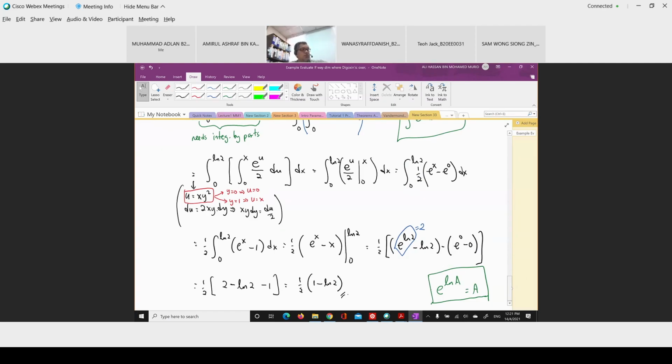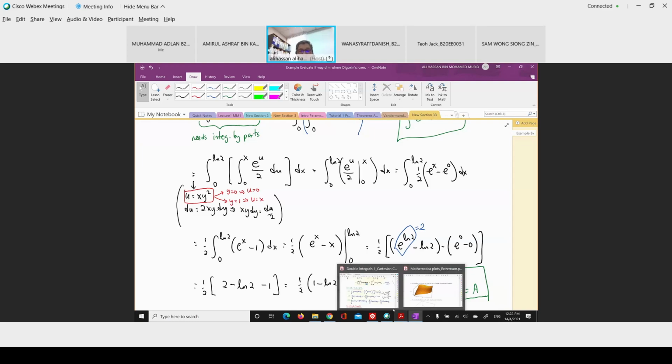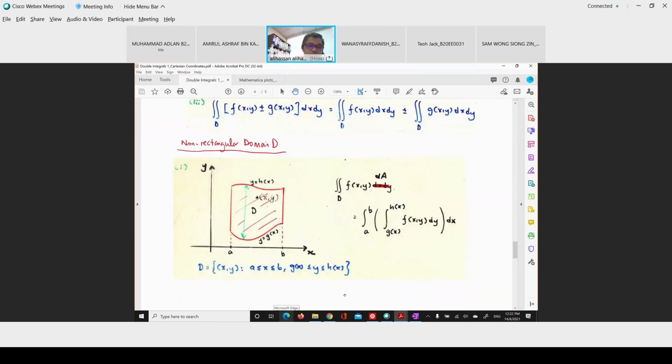Okay, so those are some examples of evaluations of double integrals over rectangular domain. Now, let's consider a case where it is no longer a rectangular domain. So this is one situation where the region, the domain D, is no longer a rectangular domain.